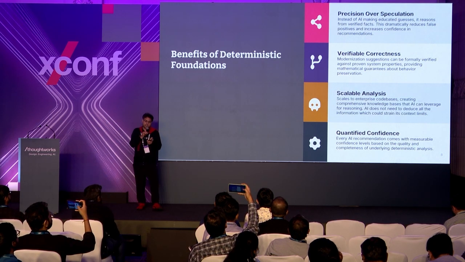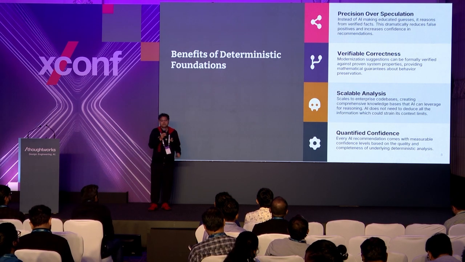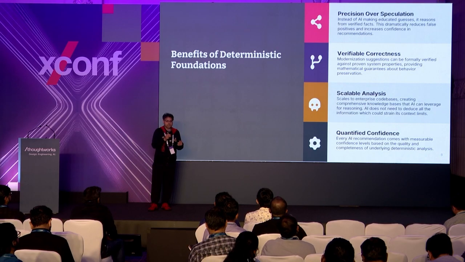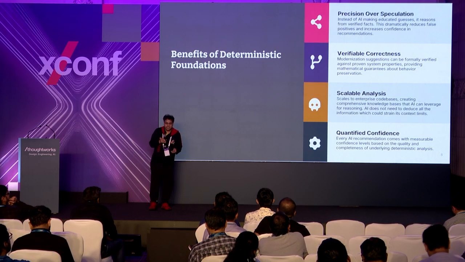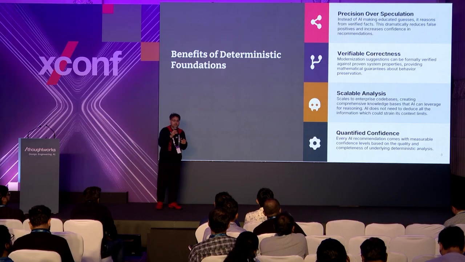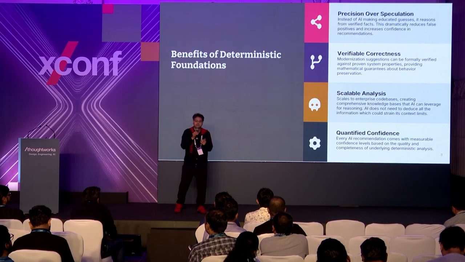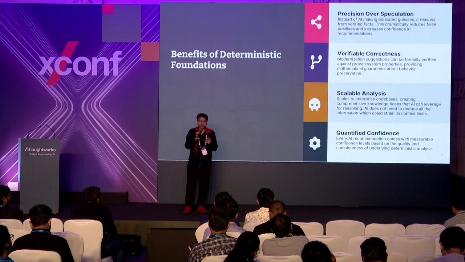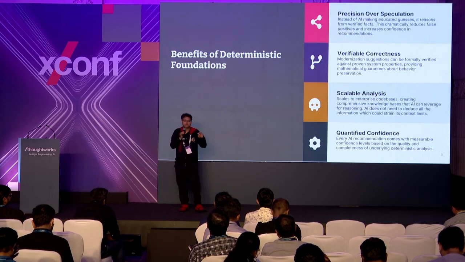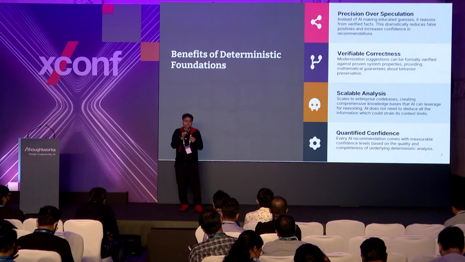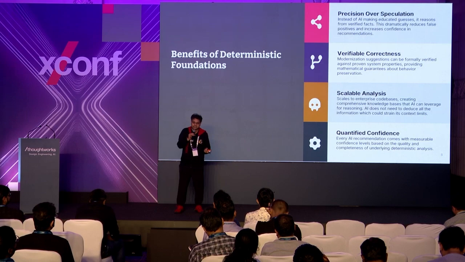Precision over speculation, right? Verifiable correctness. You always have a strong foundation on which to base your hypothesis. Scalable analysis, because you're not depending upon the LLM for doing everything, which means that a lot of these things, because they're deterministic, can be parallelized, optimized, and run without having to worry about hitting your context limit and so on.